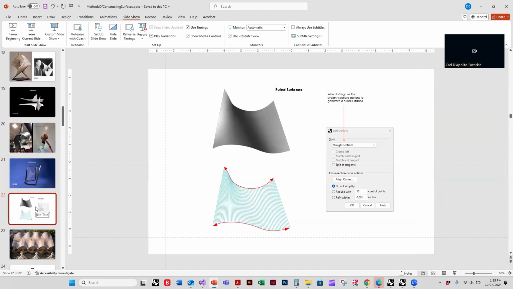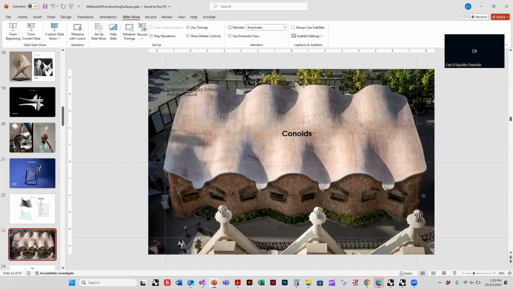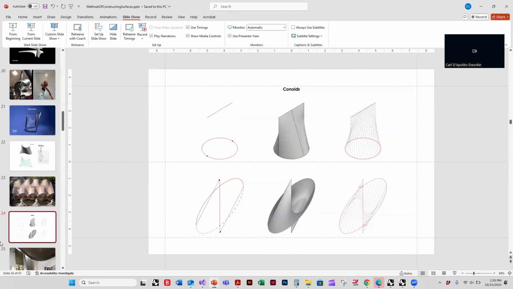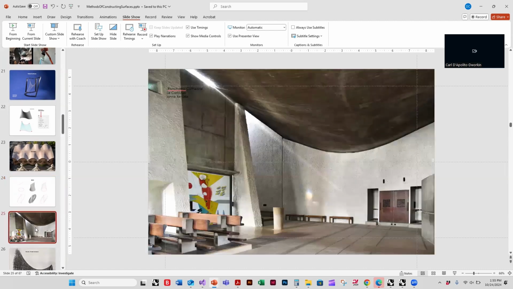And when you loft, if you check the straight sections, it will constrain it to be a straight ruled surface with straight line isocurves. A special case of ruled surfaces is what's called a conoid. A conoid is just a ruled surface with a single straight line somewhere in it where all the isocurves pass through that single straight line. This is what's called Borini's conoid. It's this particular special conoid that happens to be the roof of Ronchamp.